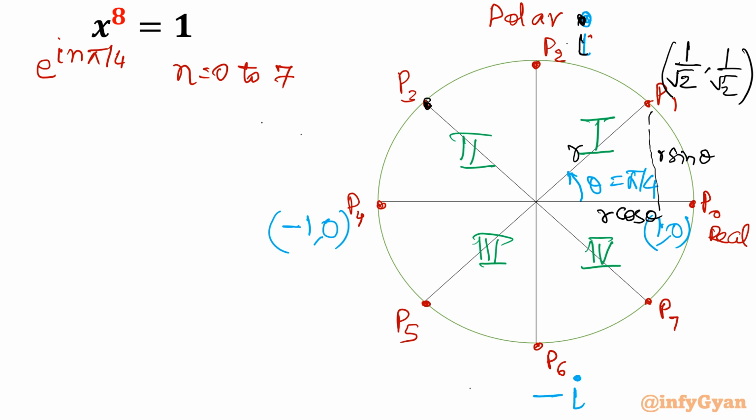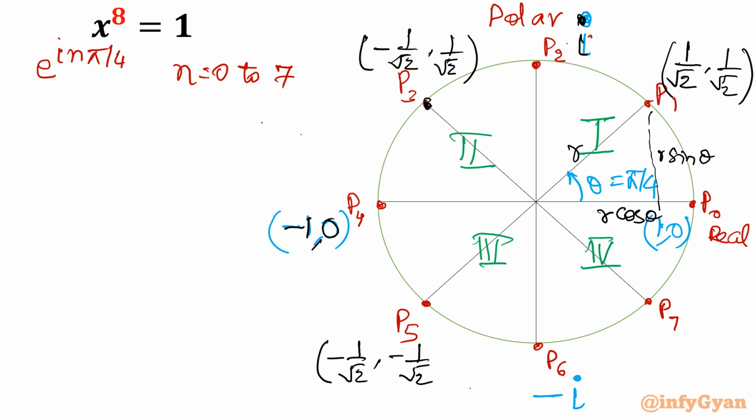Now come to second quadrant. Second quadrant, sine and cosec are only positive ratios. So cos would be negative. So I will write minus 1 over root 2, 1 over root 2. P4, real axis, but with phase shift pi. So that will be minus 1, 0. P5, third quadrant, tan and cot is positive, means sine cos both negative. So minus 1 over root 2, minus 1 over root 2. P6, as you can see, vertical axis, total phase is 3 pi over 2. So that will be negative.